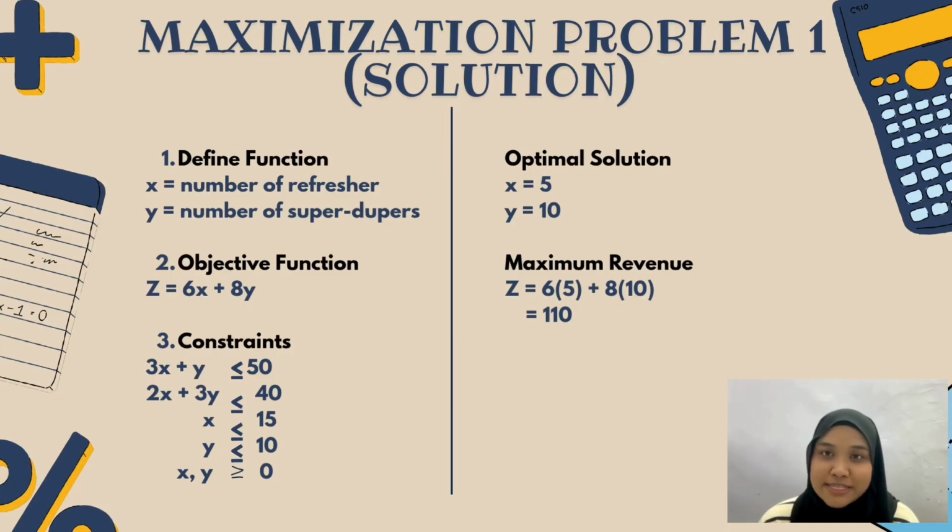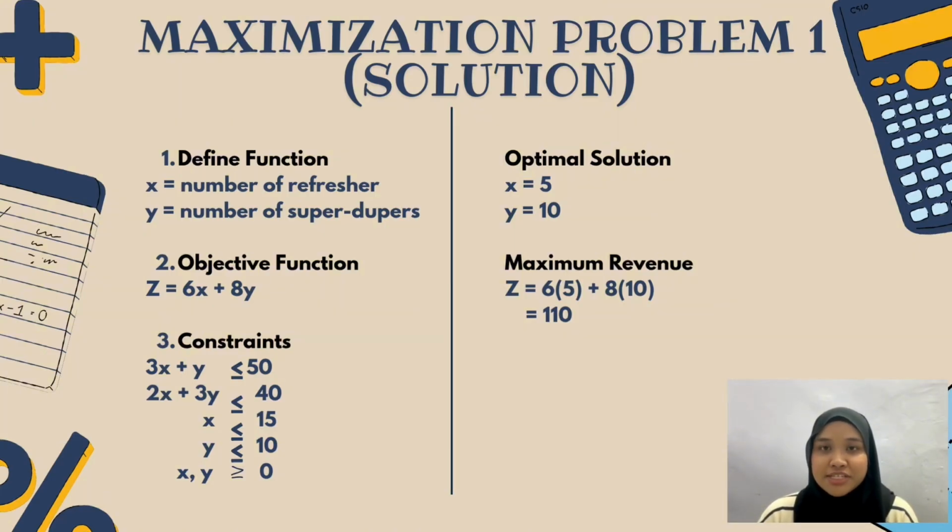Let x1 represent the number of refresher produced and x2 represent the number of super duper produced. Next, we construct the objective function which represent total revenue. Each refresher is sold for 6 ringgit and each super duper is sold for 8 ringgit. So the total revenue is calculated as 6 times x1 plus 8 times x2. Our goal is to maximize this total revenue. Now, we form the constraint based on the available ingredients.